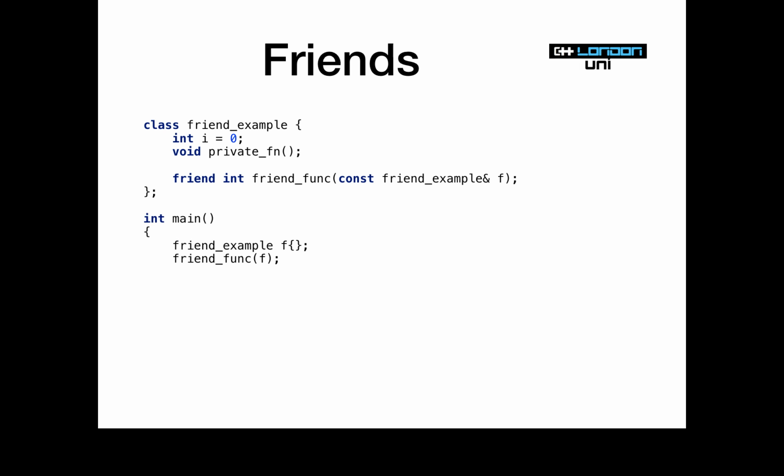I can give you a bit of an example. So we've created an instance of this friend example class. Again, we haven't written any constructors, so we get the default constructor. And then I've called this friend function, and I've passed it our instance f. So friendfunc is a free function. It's not a member function, so I don't say f dot friendfunc. It's just a standalone function.